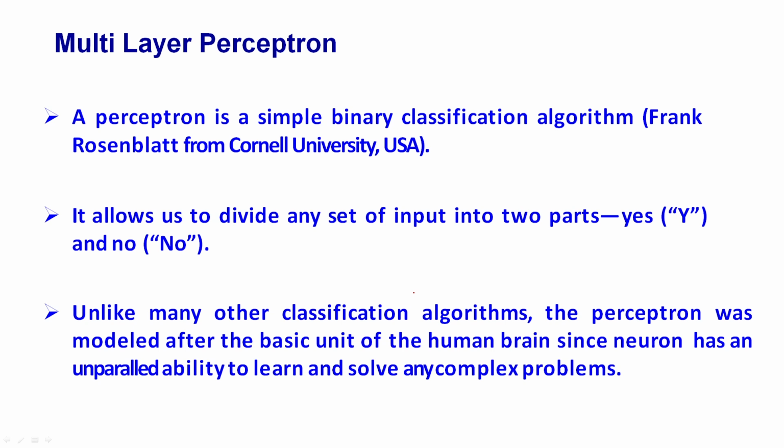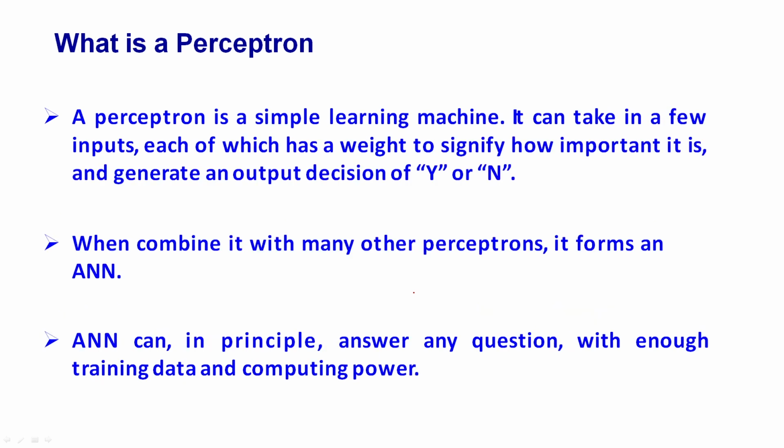So, it should be like a model of a basic unit of the human brain, that is a neuron. That is the idea, and it gives you inputs like a 0 and 1 or yes or no. This is what you have to remember. But partially, what is a perceptron? It is a simple learning machine. It is not a difficult learning machine.